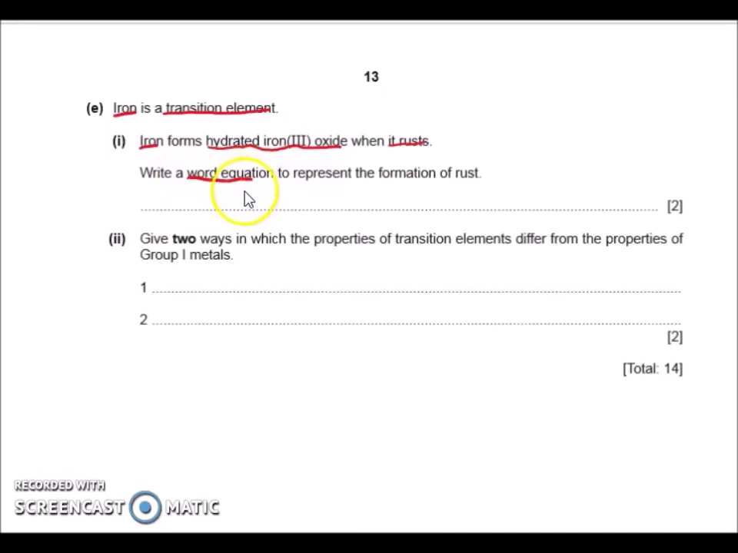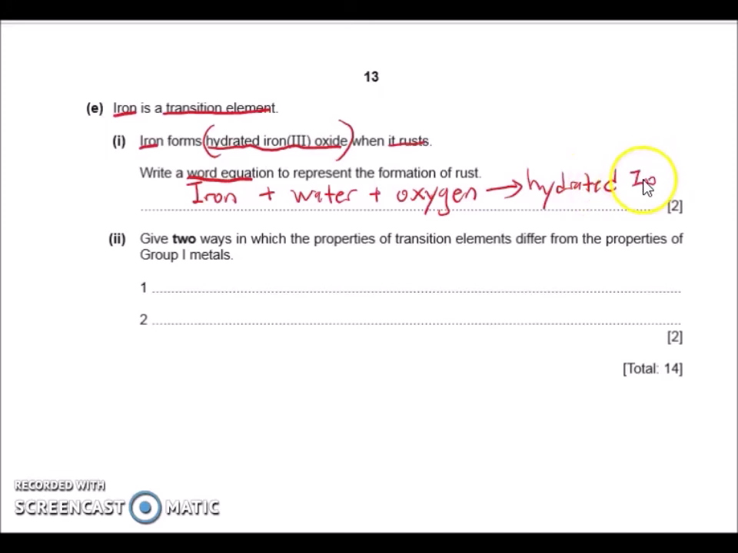They want a word equation over here, so we can just put iron, and for the rusting process we need water and also oxygen. The product will be, you can copy this one, hydrated iron(III) oxide. This is 2 marks over here.